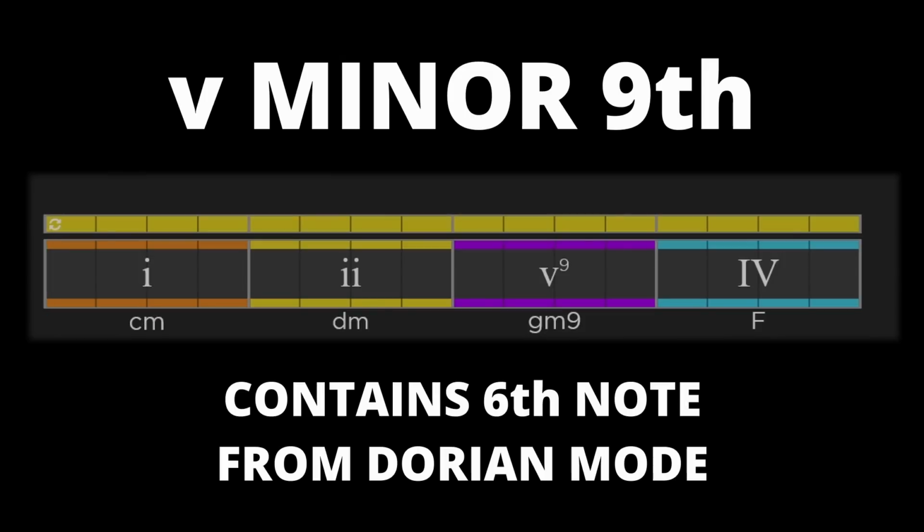Another chord that can be used in a similar way is the minor ninth 5 chord. So in the C Dorian key, we use the G minor ninth chord.